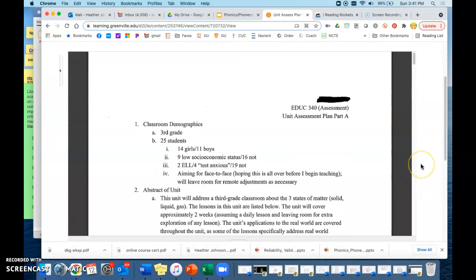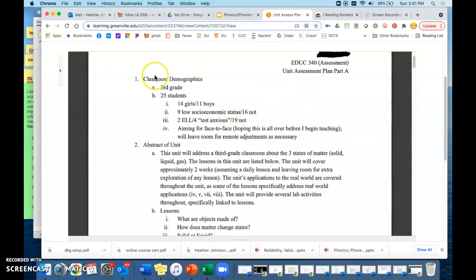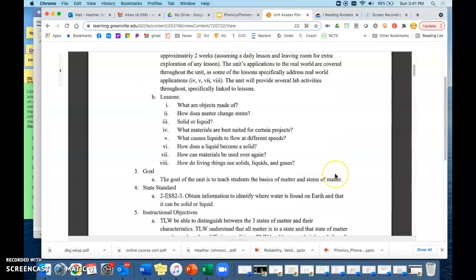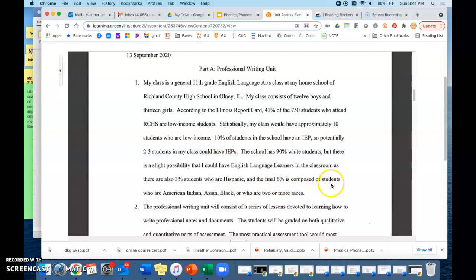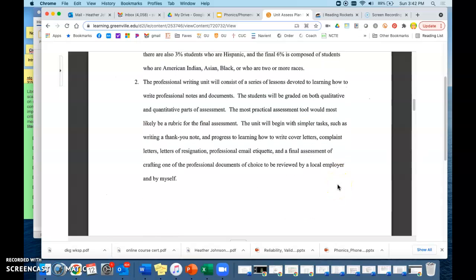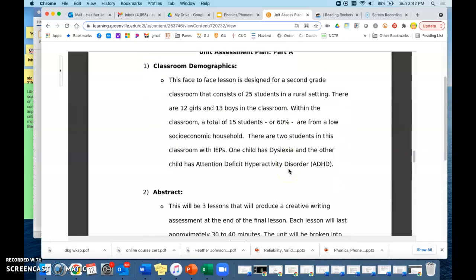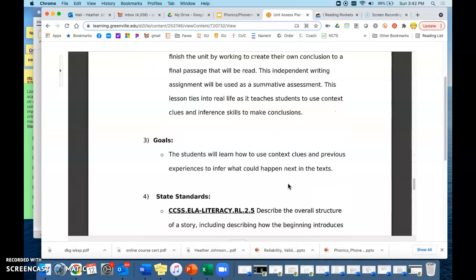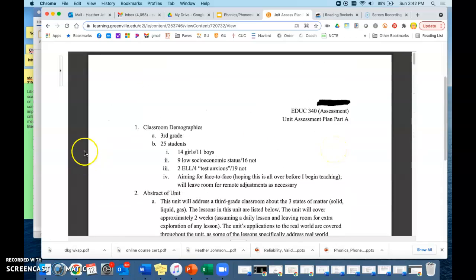I give you some flexibility in how you choose to write Part A because it depends on your grade level. This example is a third grade. They've chosen to break it down by bullet points, like an outline, and that's fine. The second one is a secondary English writing unit, and she chose to use a paragraph form. And then I believe there's another elementary example down at the bottom that uses a paragraph form. So there are samples that you can look at in D2L.